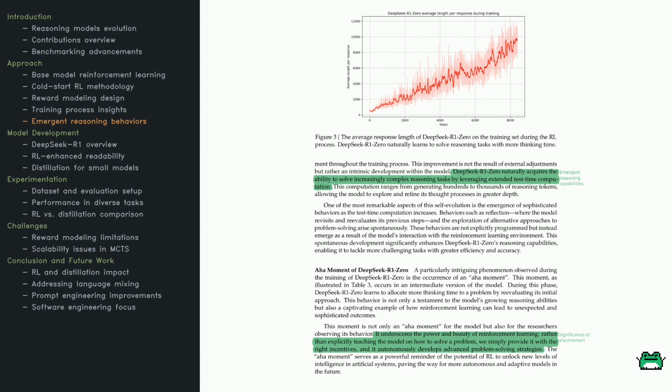Now take a look at the graph here showing the average response length over time for DeepSeek R1.0. Notice how the responses get longer as training progresses. Why is that interesting? Because it suggests the model is naturally learning to think more deeply, taking more steps, revisiting earlier logic, and generally increasing the detail in its chain of thought.